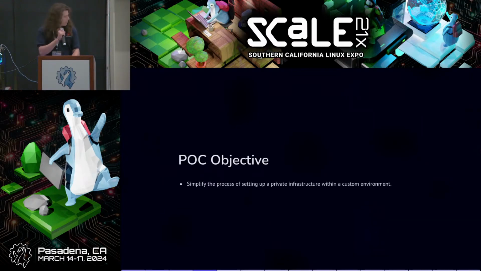So that's why we came up with this POC. The proof of concept objective is to simplify the process of setting up a private infrastructure within a custom environment. For this demo, everything is running in the local machine. And the use case that we are going to be showing to you guys is an image recognition app that helps us find tacos in YouTube videos. Why tacos? Because everyone likes tacos, right?